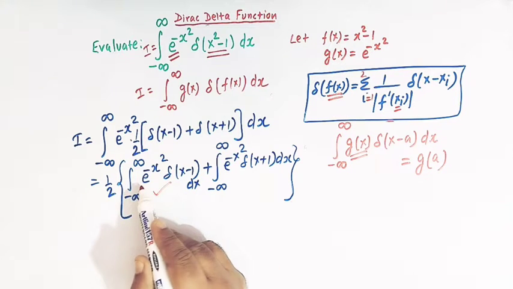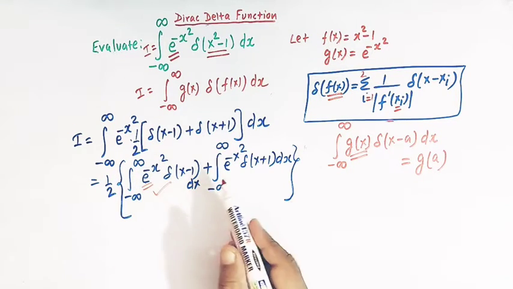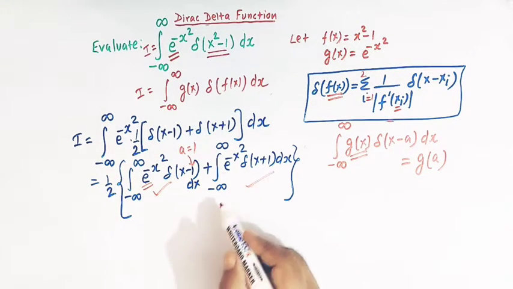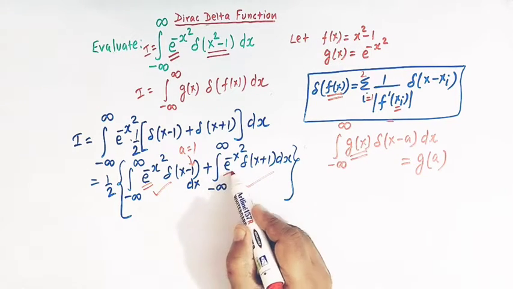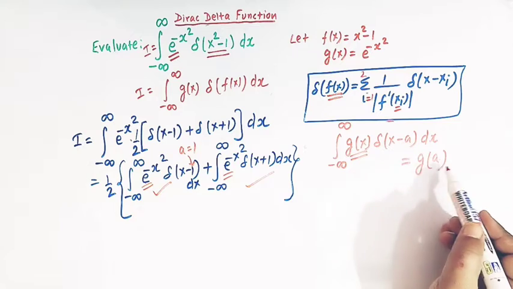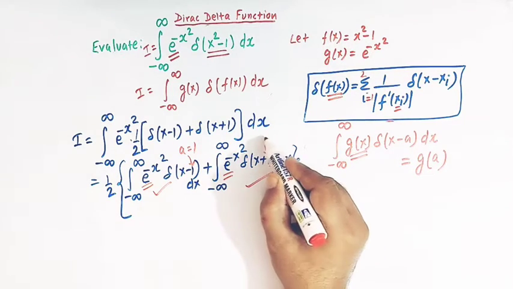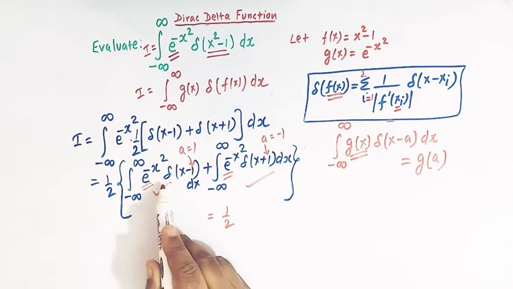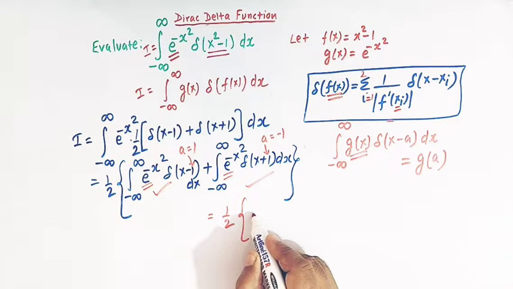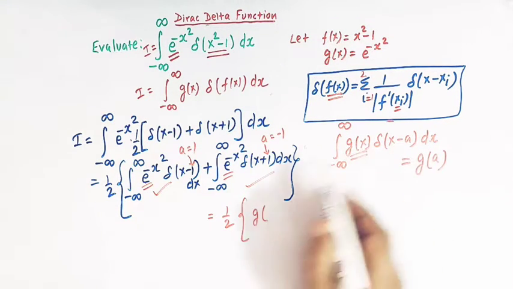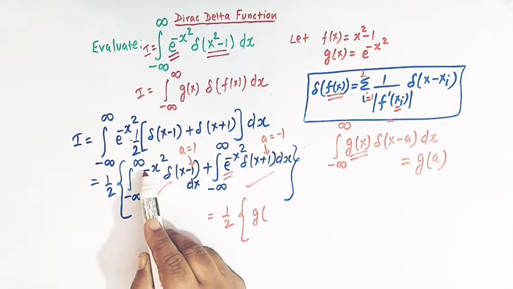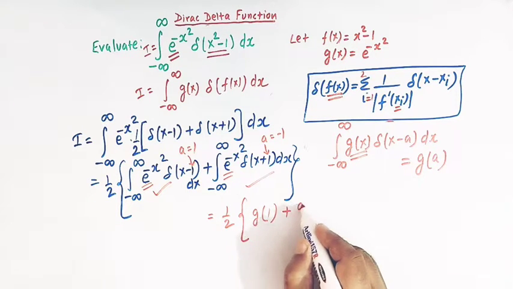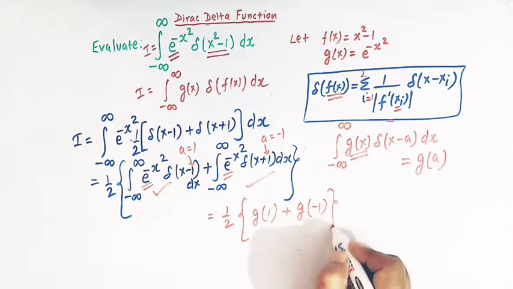So if we take this integral, then g of x is e raised to minus x square, and a is our 1, right? And in the second integral, g of x is again e raised to minus x square, and our a is minus 1, right? So now the values of these two integrals can be written as g of a. So here g of x is e raised to minus x square, a is 1, so here we have g of 1. Then here we have g of minus 1, right?